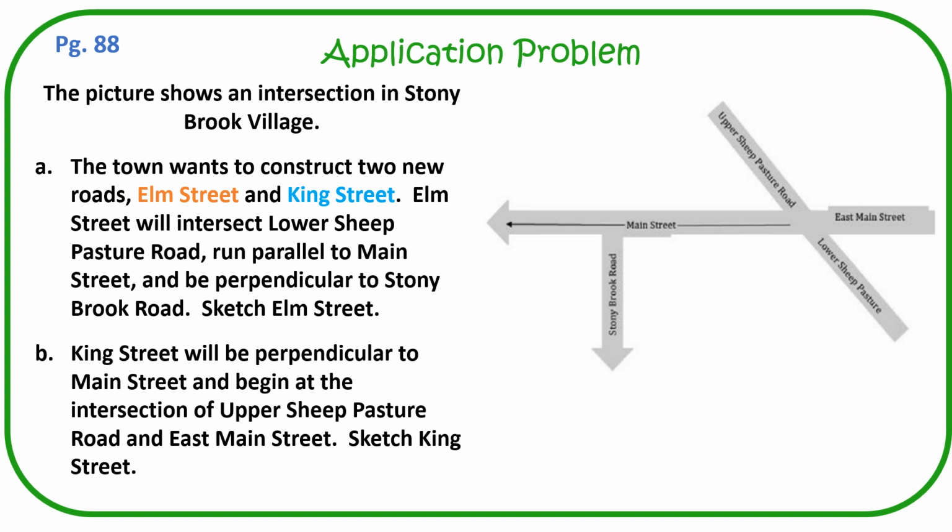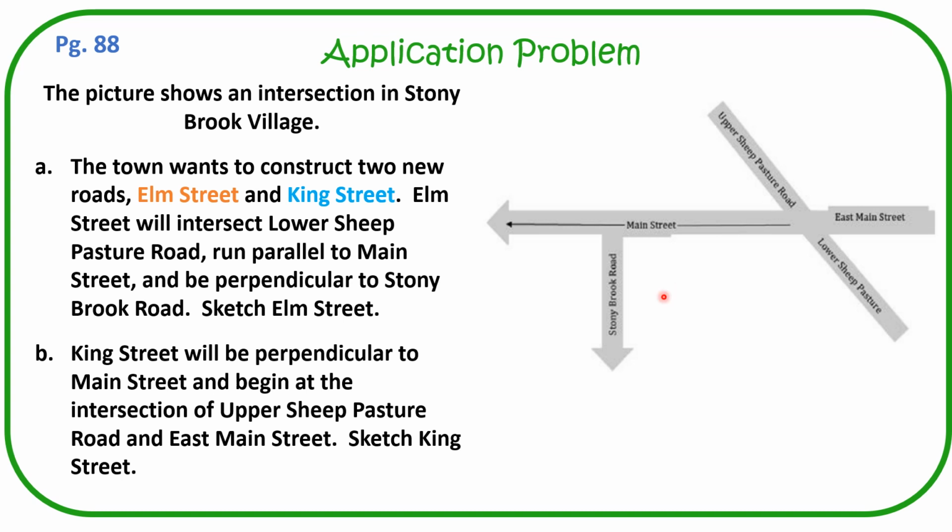The problem tells me that Elm Street will intersect Lower Sheep Pasture Road. Intersect means to cross or to touch. So Lower Sheep Pasture Road, let's find that, it's right here. So I know Elm Street, wherever I end up putting Elm Street, has to cross Lower Sheep Pasture Road. Elm Street will run parallel to Main Street. So here's Main Street. I want it to be parallel to Main Street. And perpendicular to Stony Brook Road. Perpendicular means it will form a 90 degree angle.